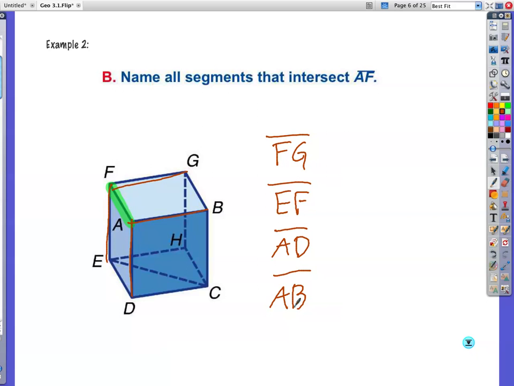We should also look to make sure if I extend a line beyond the picture, will it run into that? I just don't think I've got any others that are going to intersect. Okay?